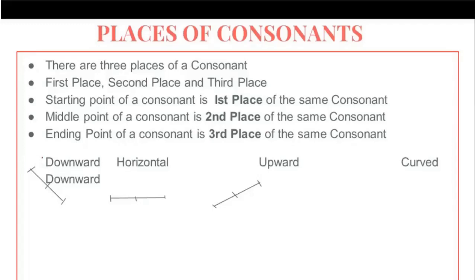Even the beginning point, it is the first place. Middle point, it is the second place. And the ending point, it is the third place of the downward stroke. And in horizontal stroke, beginning point is the first place, middle point is the second place, and the ending point is the third place. In case of upward stroke, it is the beginning point, first place, the middle point, second place, and the ending point is the third place.